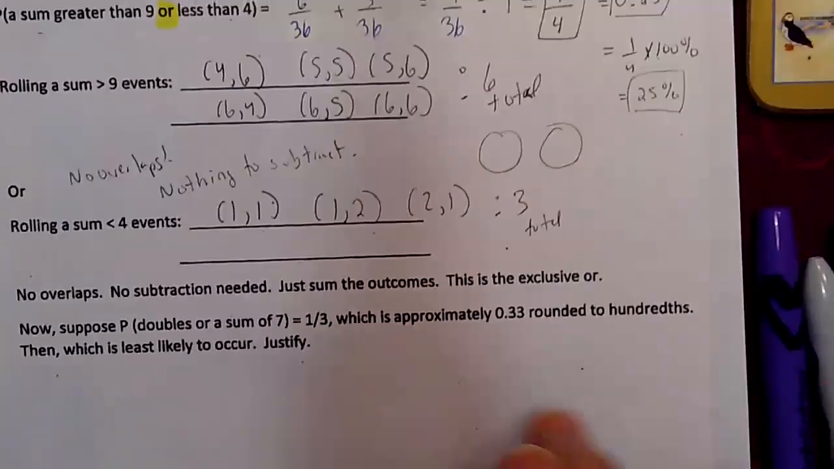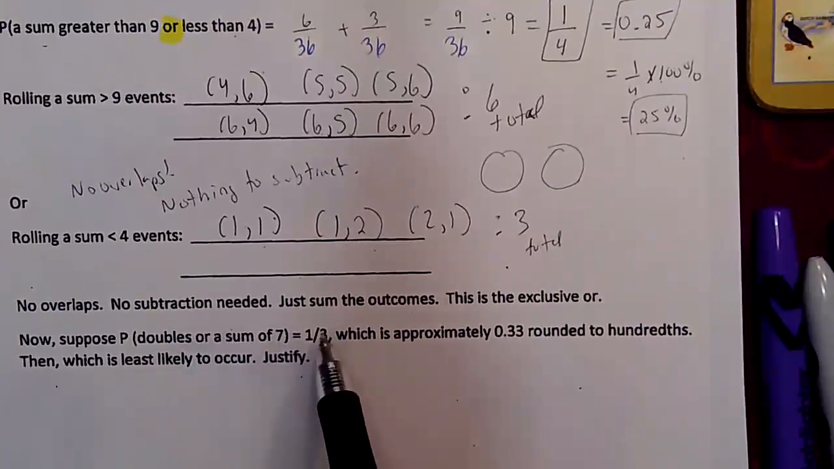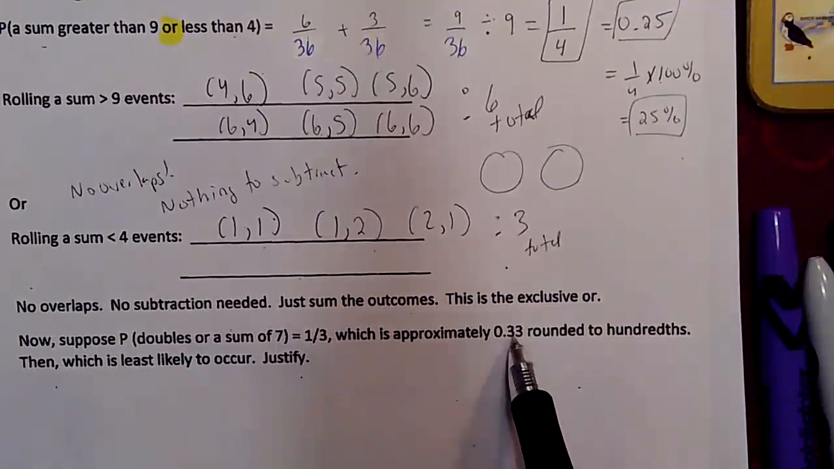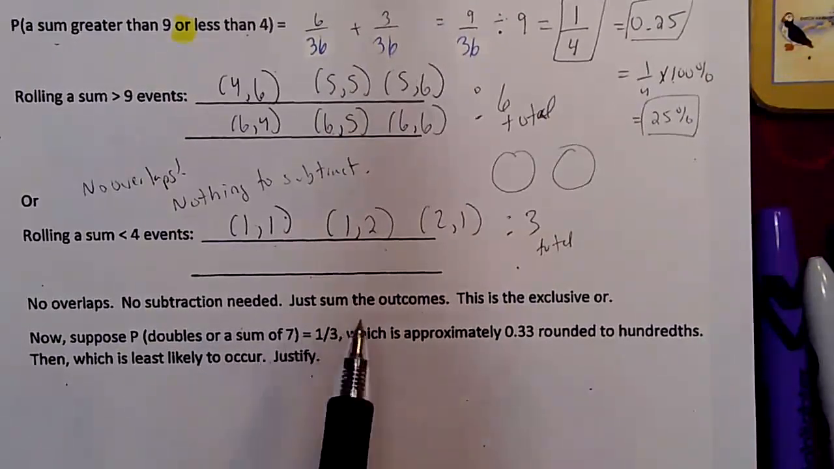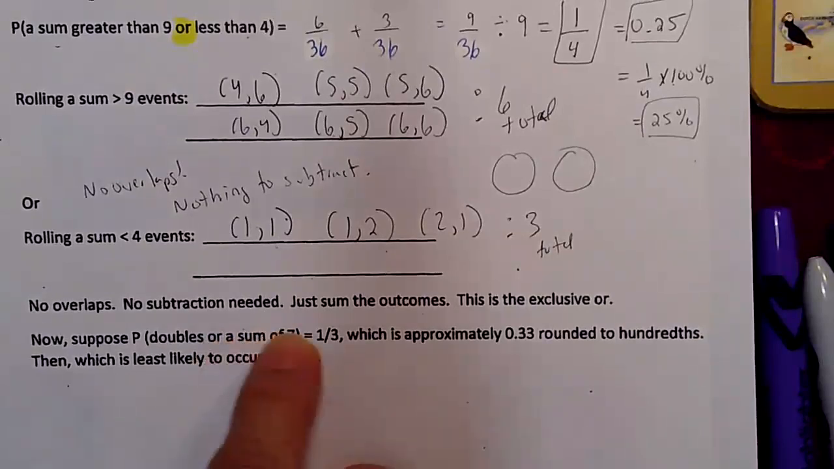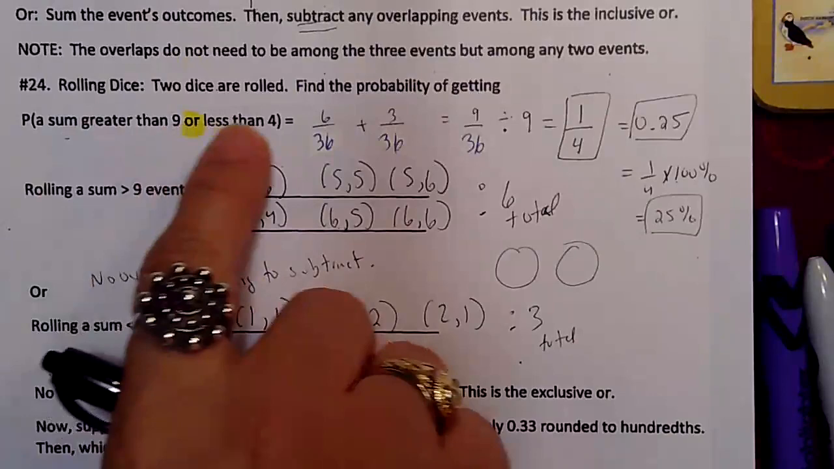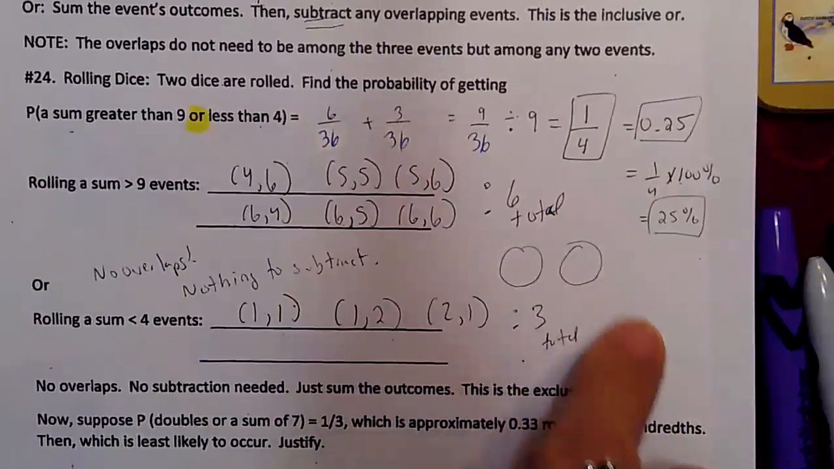Okay, now it says, now suppose that the probability that you roll doubles or a sum of 7 is 1/3, which is about 0.33, round it to the hundredths place. Then which is least likely to occur? This event or this event where we got 0.25 or 25%.